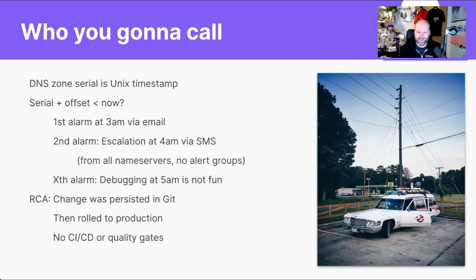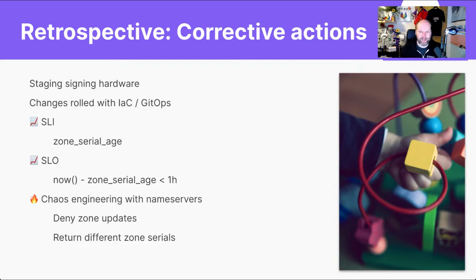The change was persisted in the Git repository, but we didn't have any sort of CI/CD or quality gates back then. And it kept me thinking, in a retrospective for corrective actions, we might have staging signing hardware for DNSSEC. We might be using infrastructure as code and GitOps workflows for that, and define the SLI and SLOs for the zone serial age and say, hey, when it's older than 1 hour, we need to alert, we need to do something about it. And also thinking a little bit about chaos engineering with the name servers, like denying zone updates, returning different zone serials, diving into that.